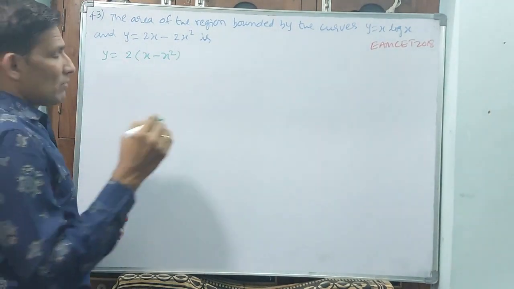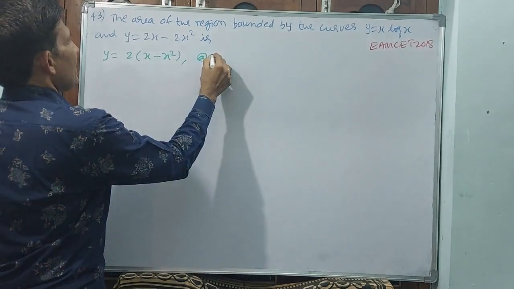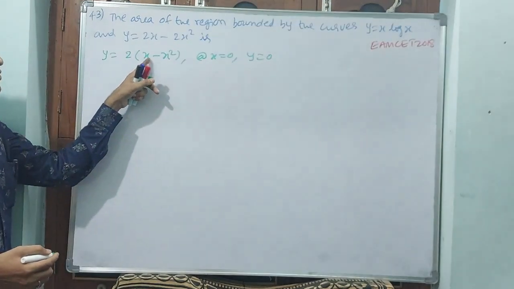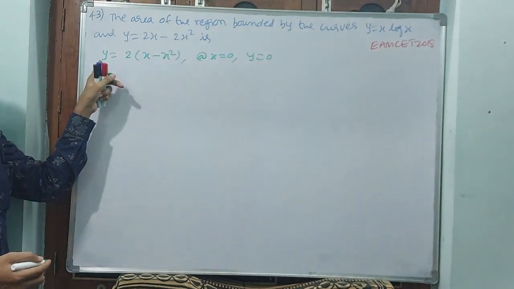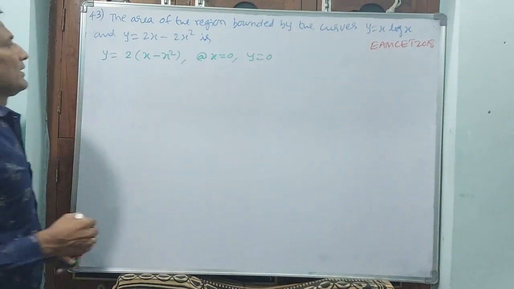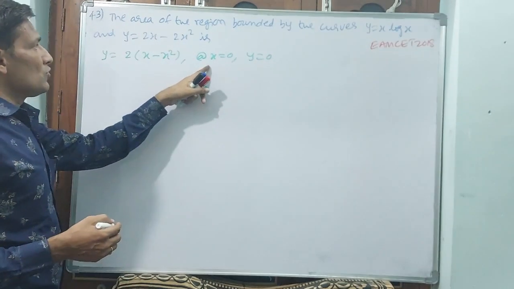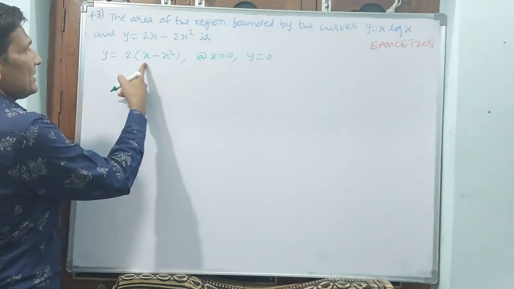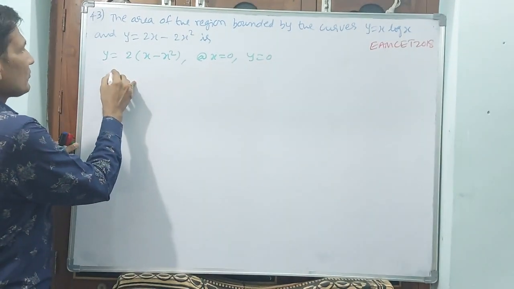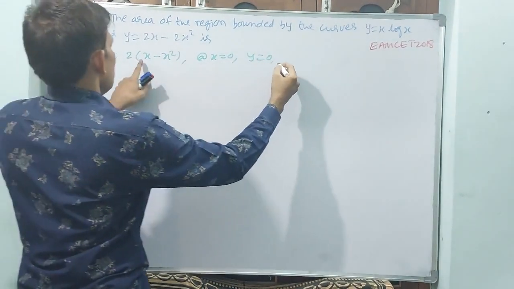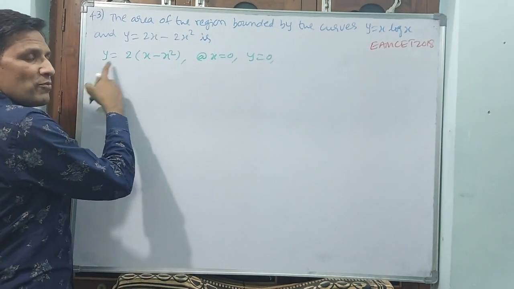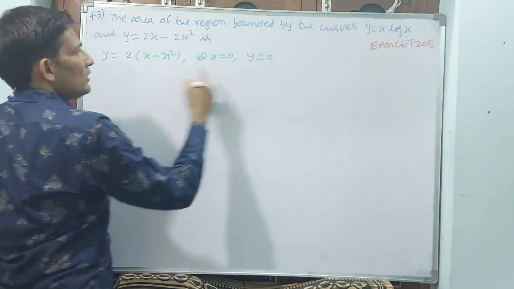2x minus 2x square. Now you see, at x is equal to 0, y is equal to 0. Why? Because 0 minus 0 is 0, 0 into 2 is 0. y is also 0. That is one thing. At x is equal to 0, y is equal to 0. At y is equal to 0, that also we will see. Anyway, x minus x square is equal to 0. y 0 means 2, 0 by 2 is 0.